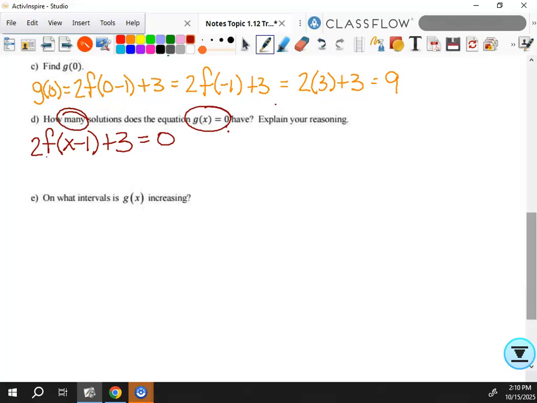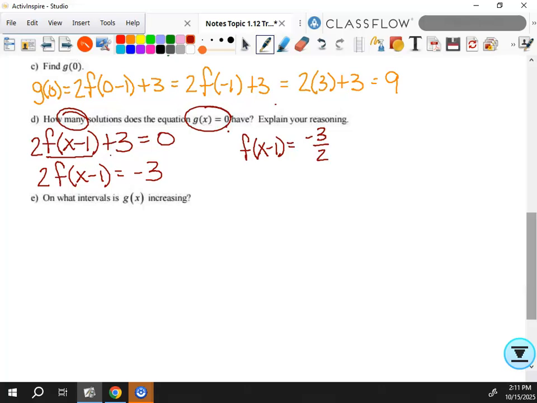Now I'm going to isolate this F of X minus 1. Same algebra steps you've been doing forever. First thing I'm going to do is move the 3. So I get 2 times F of X minus 1 equals negative 3. What would be the next thing I do? Divide by 2. So this gives me F of X minus 1 equals negative 3 halves. Now here's what I can't do: I can't add 1 to both sides to try and get X by itself, because that makes absolutely no sense.